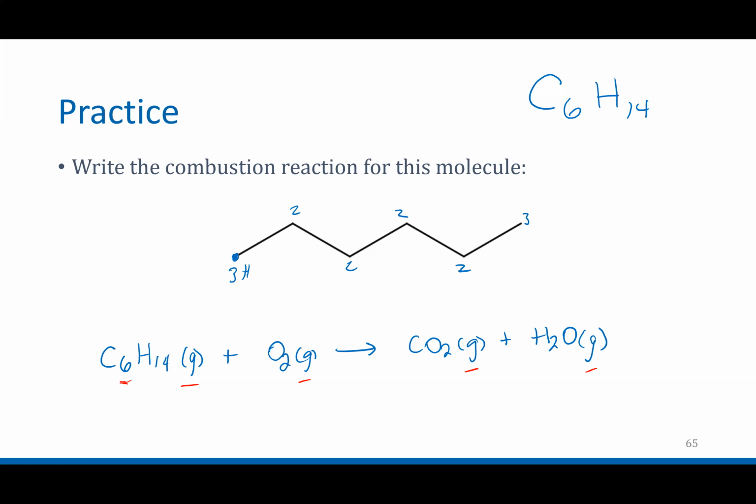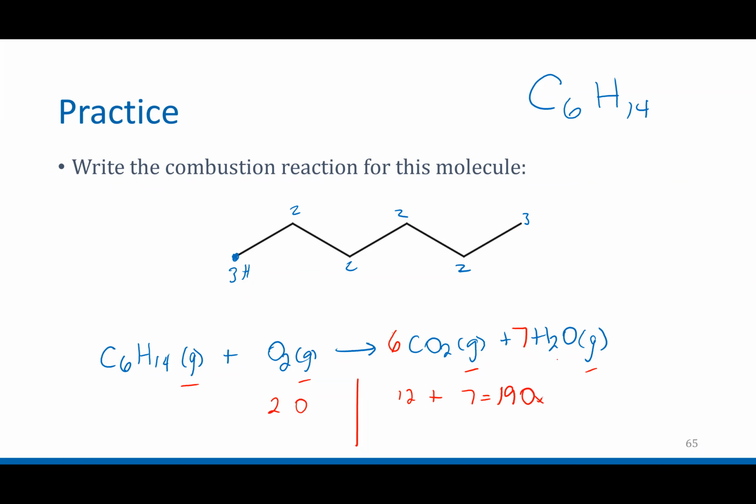Okay, so 6 carbons. I'm going to put 6 carbons here. All right, what about my hydrogens? So 14 hydrogens. All right, so I'll add 7 here. So my carbons and hydrogens are actually balanced. But here's the problem. On this side, I have 2 oxygen, and on the other side, I have 12 plus 7. I have 19 oxygen. So now I have a problem.